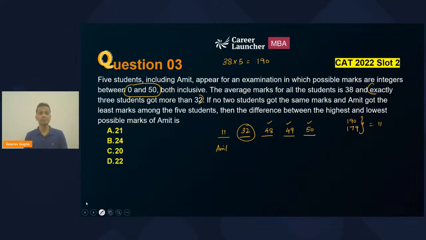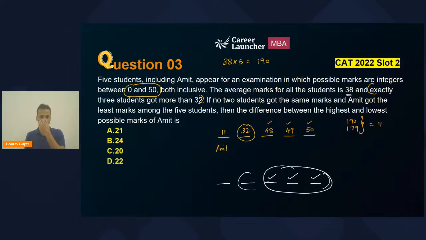Now next, let's maximize the score of Amit. Amit's score has to be maximized. So what should I be doing? The average marks of all the students is 38. Now, if Amit has got the minimum marks, there is no need to write the marks of these 4 students. Now, Amit has got minimum marks, and there are only 3 students who have got more than 32. So let's say this is more than 32, this is more than 32, and this is more than 32. These 3 marks are more than 32, right?